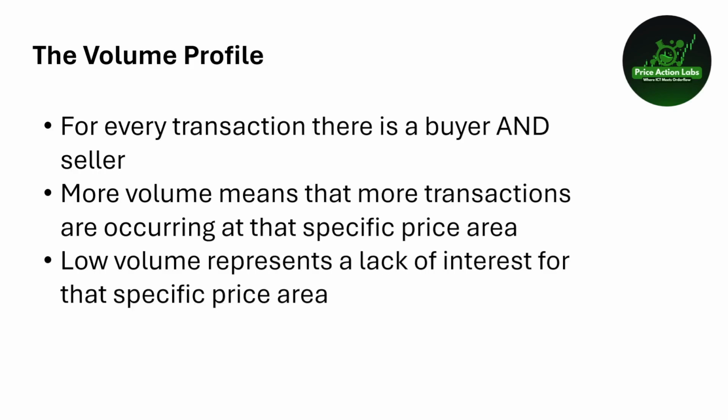So the volume is very important to understand. For every transaction, there is a buyer and a seller. So there's no such thing as more buyers than sellers for a given price for a given transaction. That's not the case. For every buyer, there is a seller. We're going to be understanding the interactions between these two market participants. Who is aggressive? Who is passive? Where is the volume high and where is the volume low?